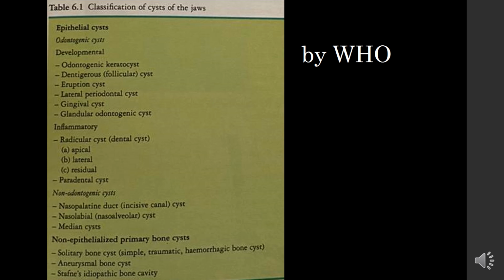Developmental cysts are the odontogenic keratocyst, dentigerous cyst, eruption cyst, lateral periodontal cyst, gingival cyst, and glandular odontogenic cyst. Inflammatory cysts are the radicular cyst and paradental cyst. Non-odontogenic cysts are nasopalatine duct cyst, nasolabial cyst, and median cysts. Non-epithelialized primary bone cysts are solitary bone cyst, aneurysmal bone cyst, and Stafne's idiopathic bone cavity.